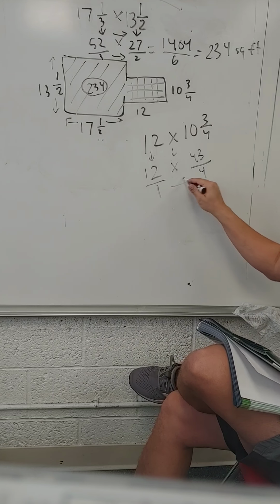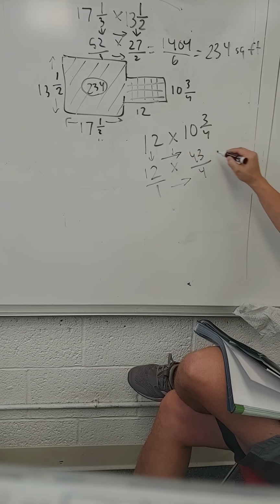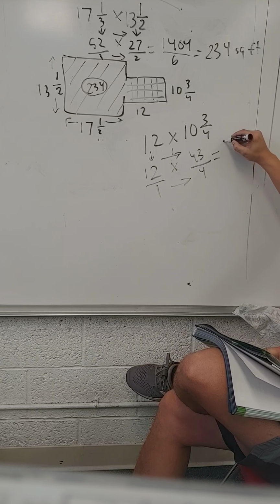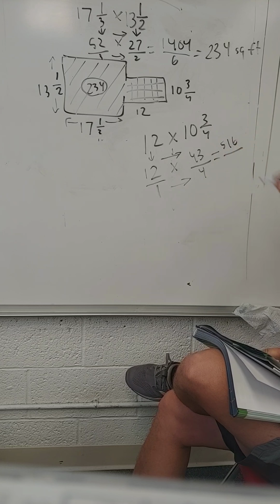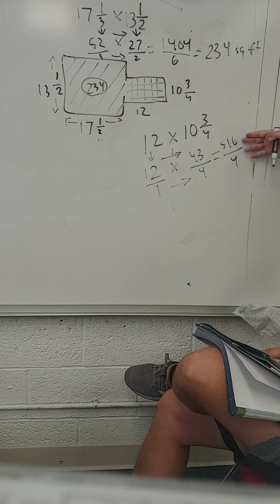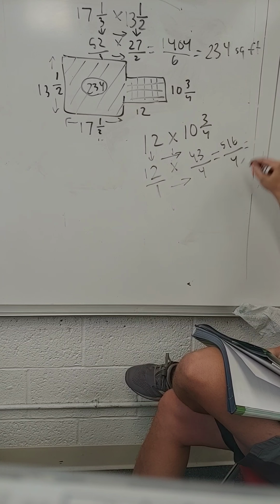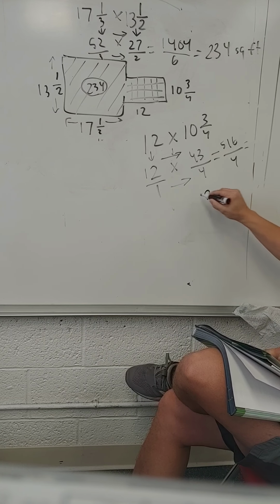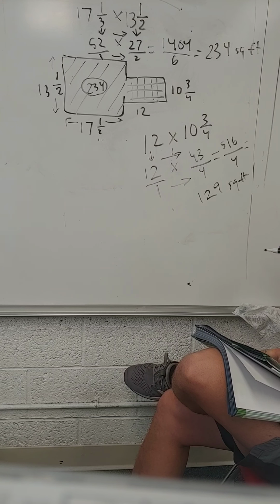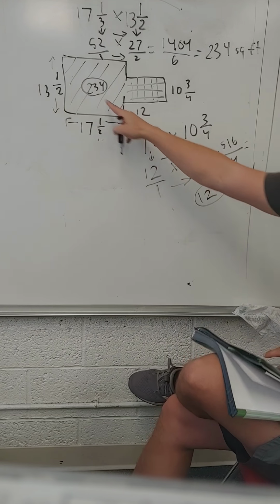Now we're ready to multiply. Numerator times numerator, denominator times denominator. 12 times 43 is going to give you 516 over 1 times 4 is 4. Now to turn this back to a mixed number or a whole number, we divide 516 divided by 4, which would give you the answer of 129 square feet.